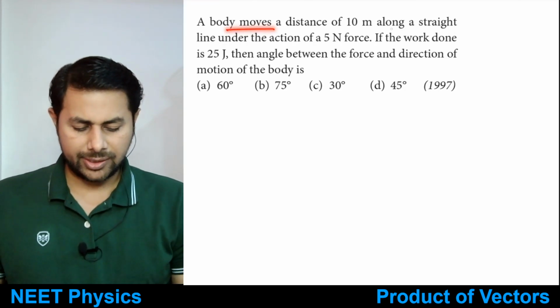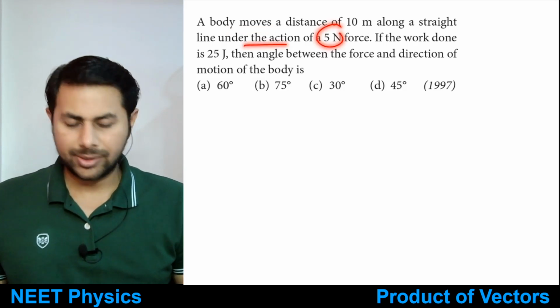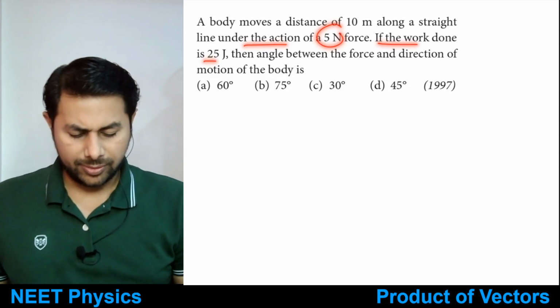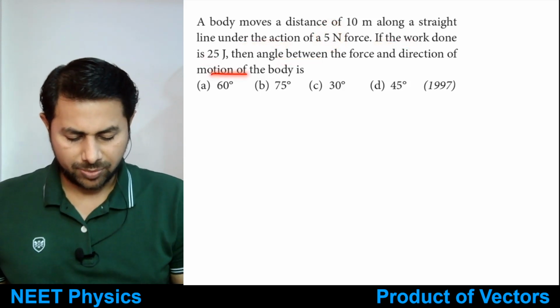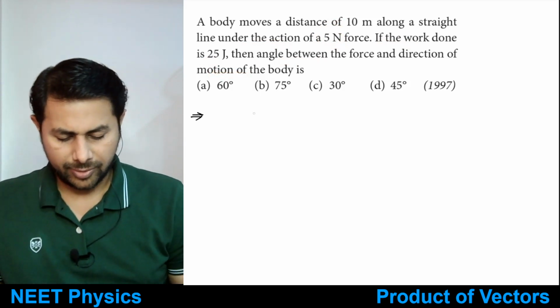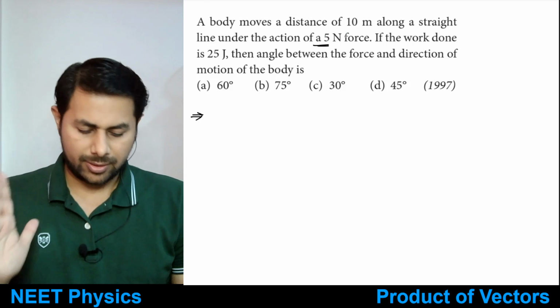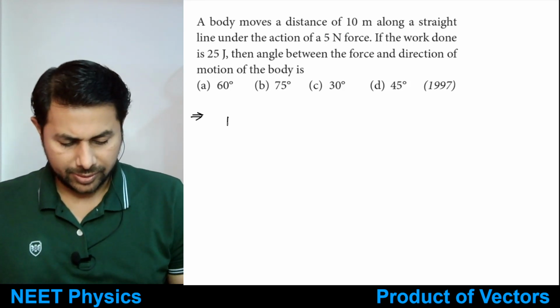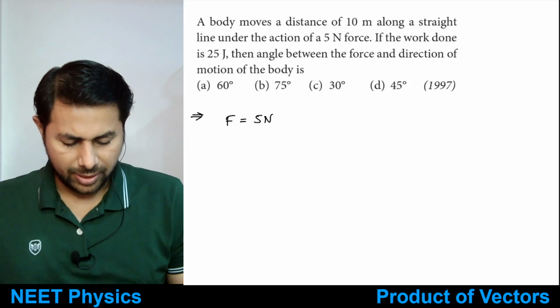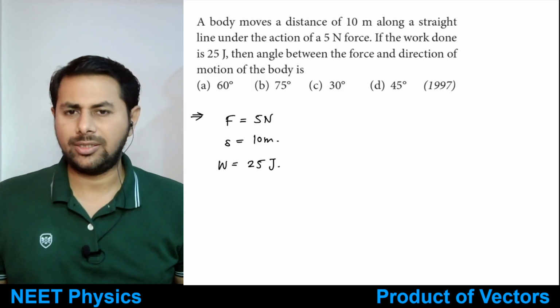A body moves a distance of 10 meters along a straight line under the action of 5 Newton force. If the work done is 25 joule, then the angle between force and the direction of motion of the body is? Okay, so the body moves through a distance of 10 meters and the force is 5 newtons. Displacement is 10 meters, and they say that work done is equal to 25 joules. So the question is, what is the angle between force and displacement?